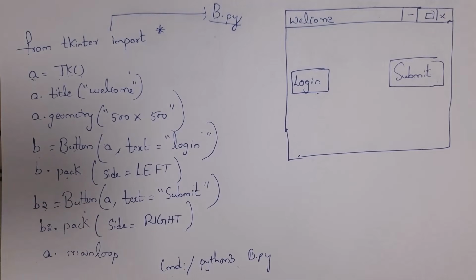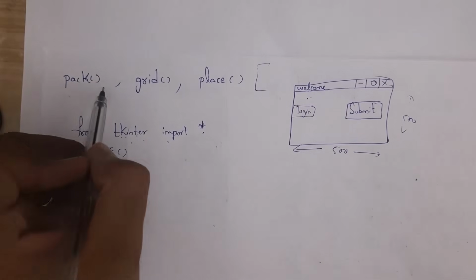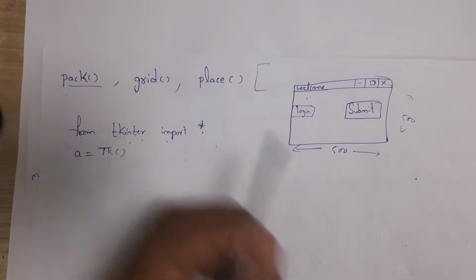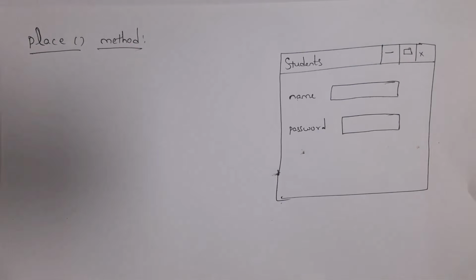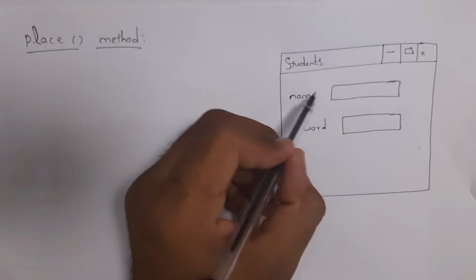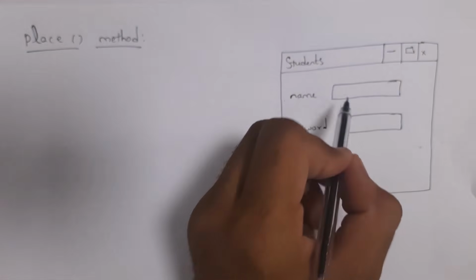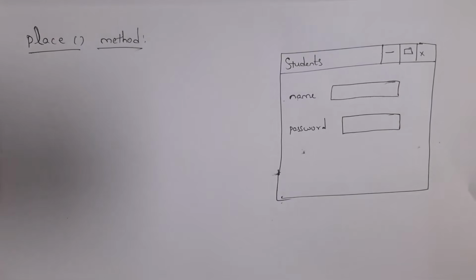In this program, I explained what is use of this pack method and what is use of Button method. And for Button method, B is capital letter. Next, I will explain what is use of place method. We will create window with name students. Inside students window, we will create name. Beside name, we will create one entry box. Inside this entry box, we can enter name.